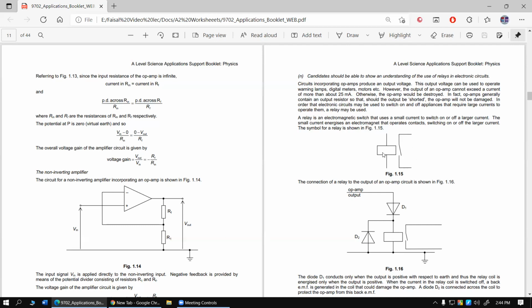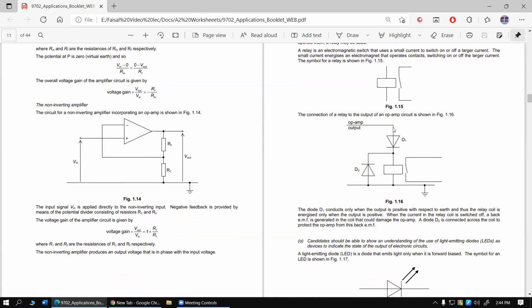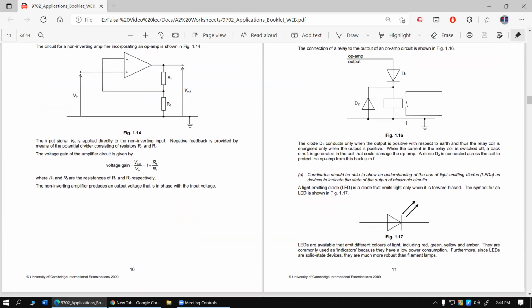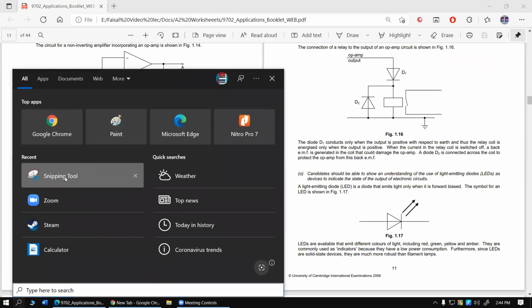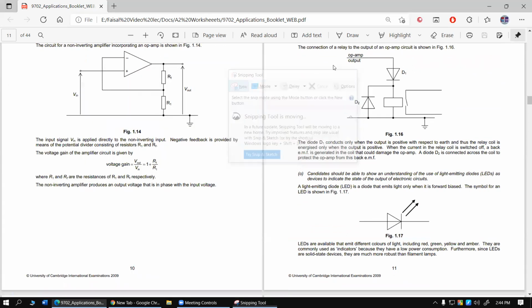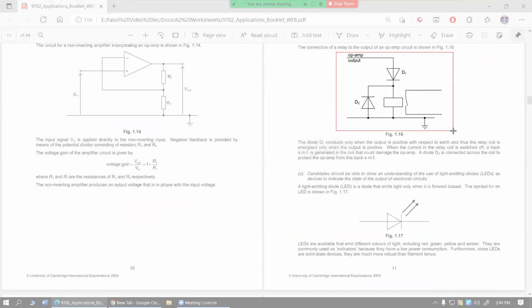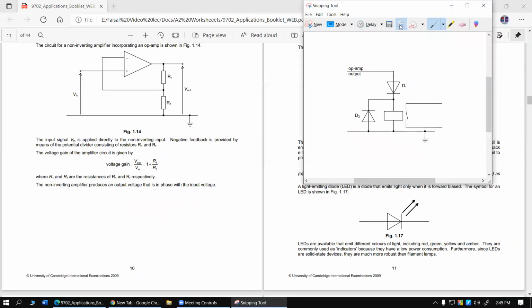How can we use this kind of symbol for our purpose? For example, we have a simple circuit over here. Take a very good look at this circuit. I'm going to take a screenshot of this so that I can draw it in MS Paint and discuss something about it.